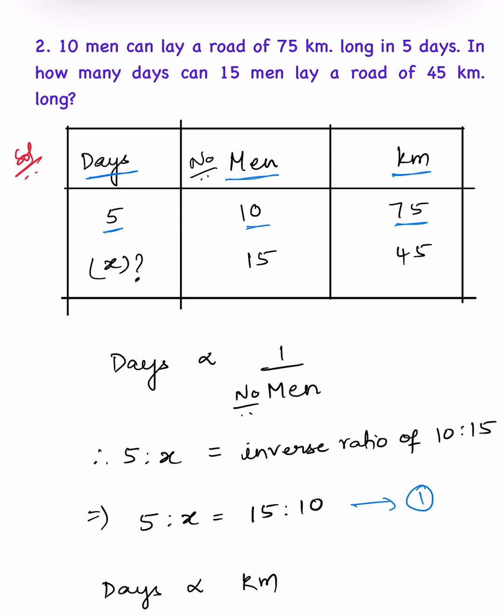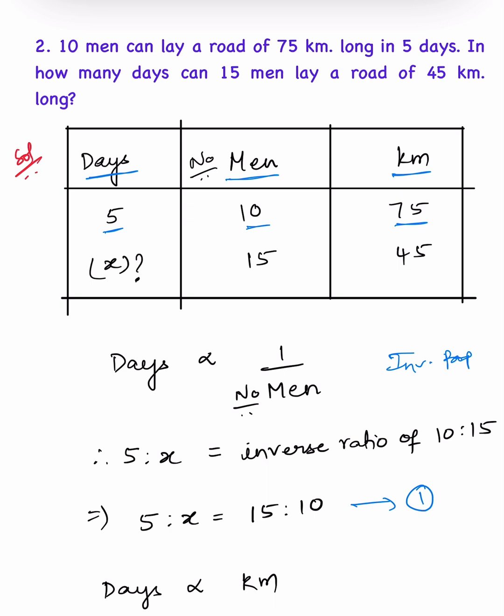That is the question here. So, are days directly proportional or inversely proportional to the number of men? Days are inversely proportional to the number of men. Why? If we have more men, the work can be completed in less number of days. So this is an inverse proportion.